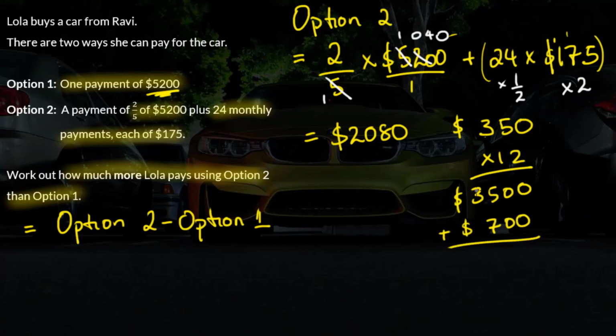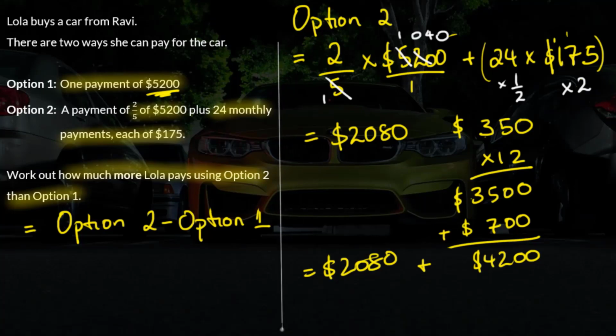And when we add those, 3,500 plus 700 is going to be 4,200. So option 2 is equal to 2,080 plus 4,200. Let me put a little line to show that these parts are separate here. Now, what is 2,080 plus 4,200? Well, 80 plus 200 is 280, and 2,000 plus 4,000 is 6,000. So our answer would be 6,280 for option 2.